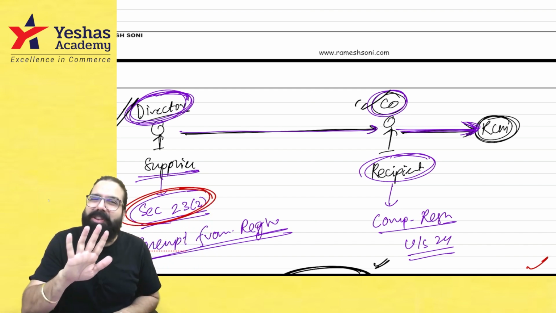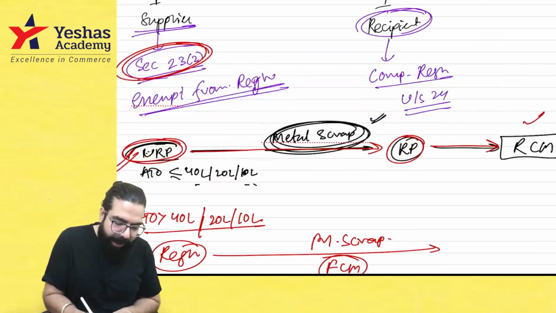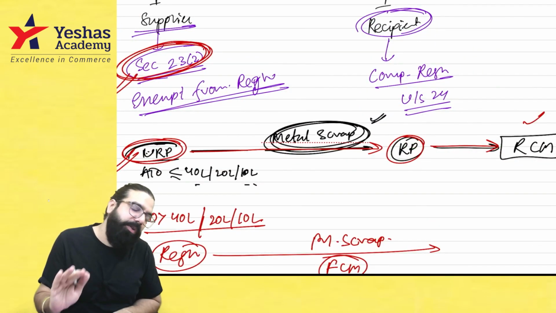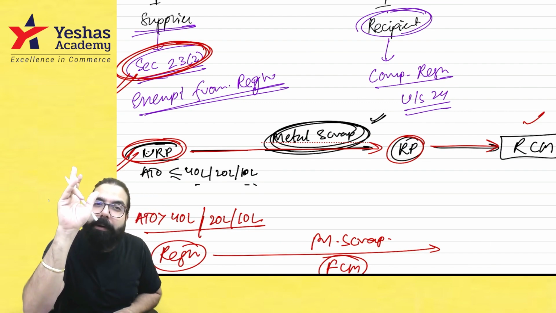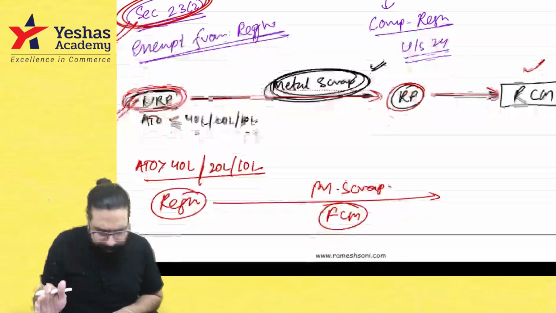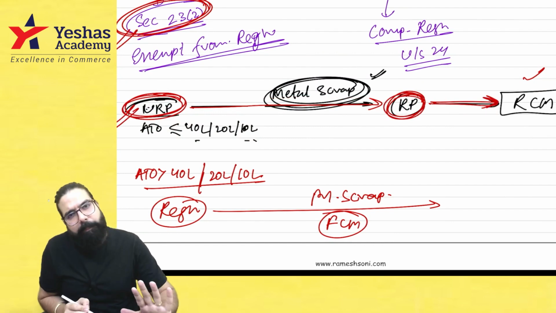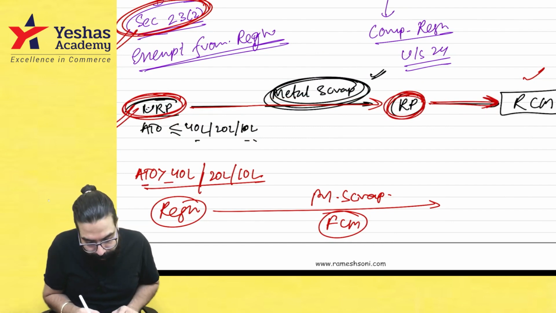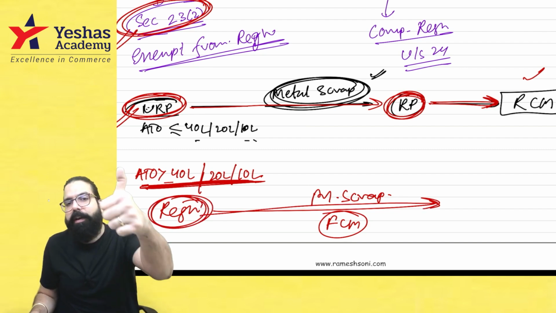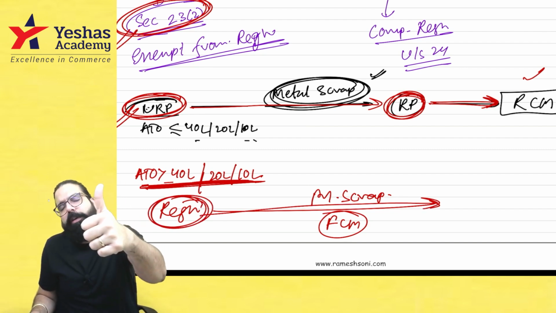But this is not applicable here. So, sir, I don't have to take registration even if my turnover crosses 40 lakh, 20 lakh or 10 lakh. But this is not applicable for metal scrap. If you are a supplier of metal scrap and unregistered, then the recipient pays GST under RCM. But if your aggregate turnover crosses 40 lakh, 20 lakh or 10 lakh, you have to take registration and charge GST under forward charge mechanism. I hope this point is clear.